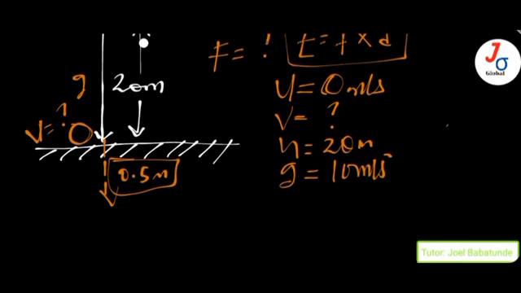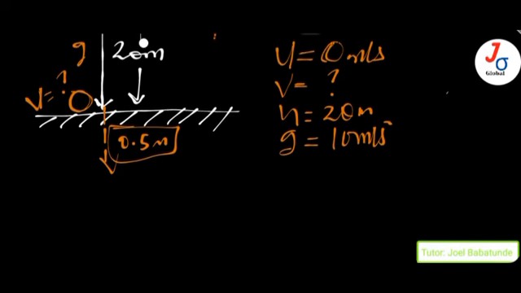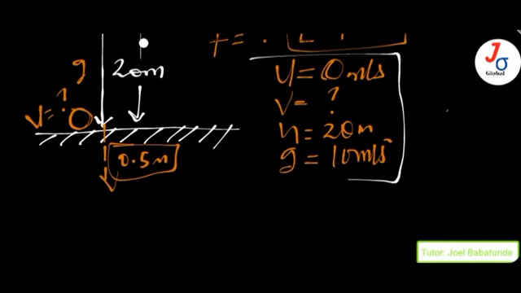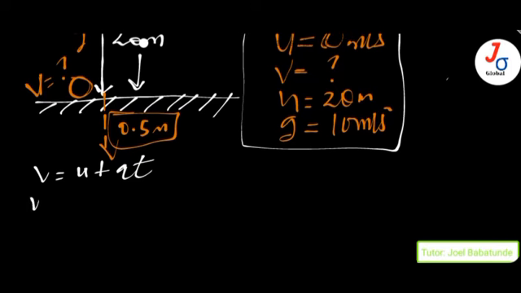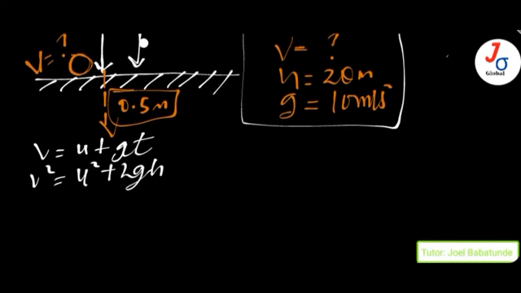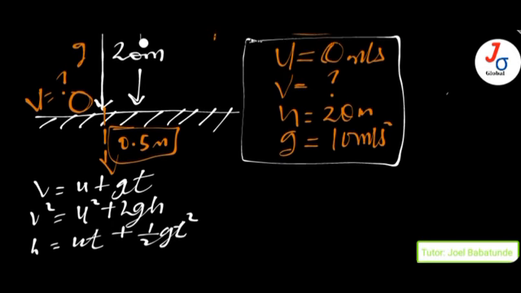All right. Now, from these parameters that we have, can we calculate our v? From all the equations of motion that we have, v equals u plus at, v squared equals u squared plus 2gh, and h equals ut plus half gt squared. So which of these formulas can we use to find our final v?